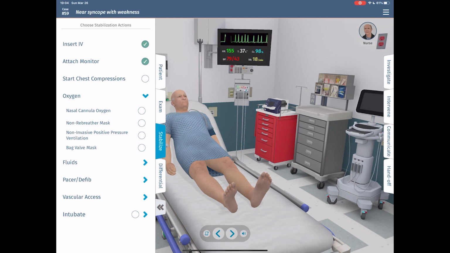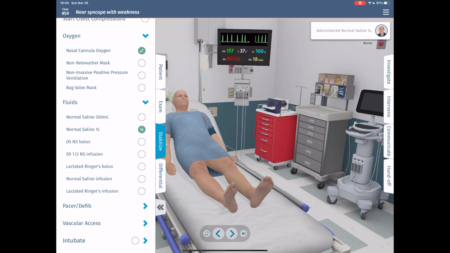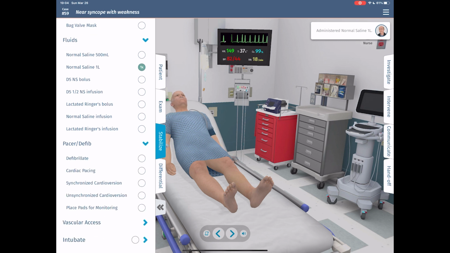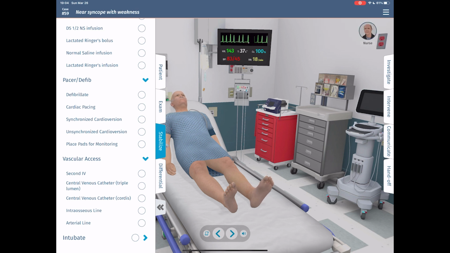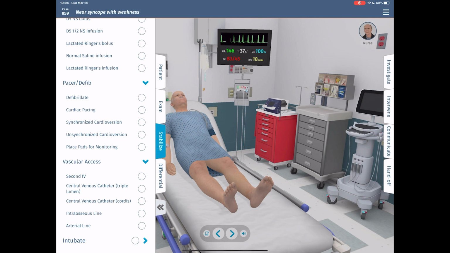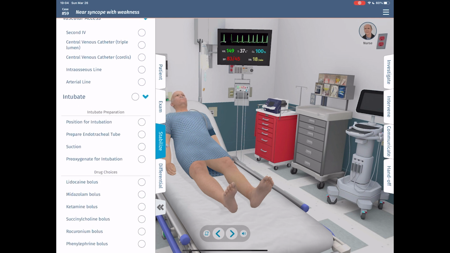We'll give him a cannula anyway. We'll give him some fluid. Why not? We have vascular access, but it does have pacer and defibrillation options, vascular access, including like an IO or an arterial line. And there are options for intubating him, including drugs for things like RSIs.